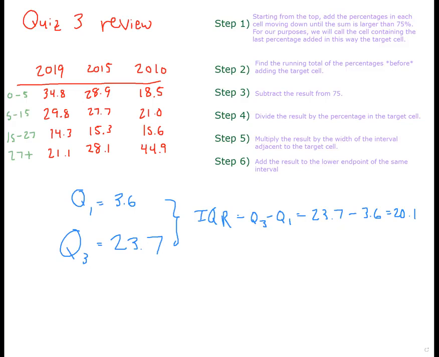Just want to double check that. 25 over 34.8 times 5 plus 0. 3.6, yeah, okay. 20.1 is your interquartile range. Any questions on that? Okay.